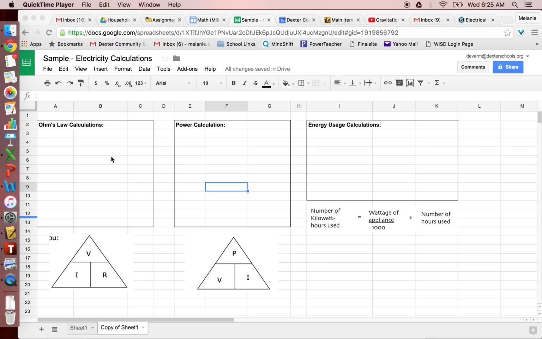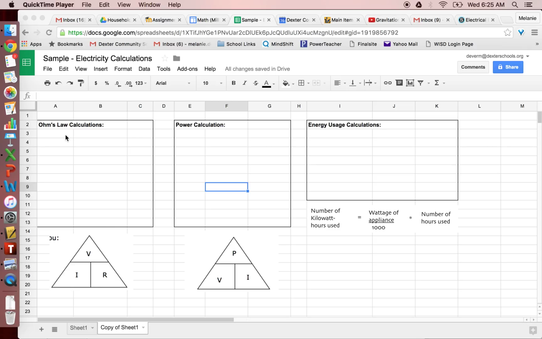This is going to walk you through how to use a spreadsheet to do some of the calculations we'll do in our electricity unit. So the first thing we're going to do is notice that this spreadsheet has three separate sections in it. We're going to have a section for the Ohm's law calculations, a section for power calculations, and a section for energy usage calculations. Each section has three columns in it, and it matters that there's three columns there. Let me show you why.